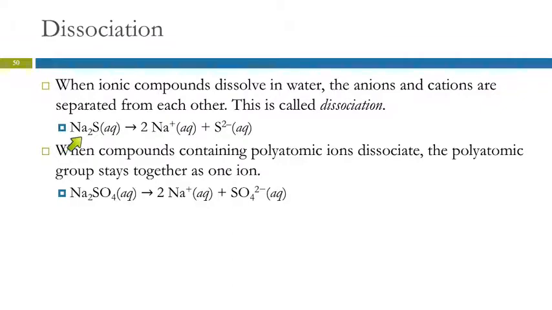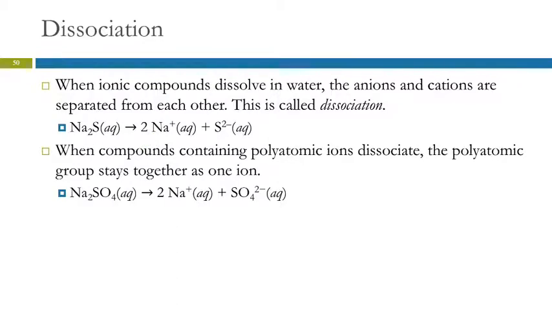So here's an example, sodium sulfide. Sodium ions and sulfide ions, they are together here in the formula. When we dissolve that in water, they separate into sodium ions and sulfide ions. So one thing that's sometimes confusing to students is, well, there was a subscript 2 there. Why isn't this Na2?